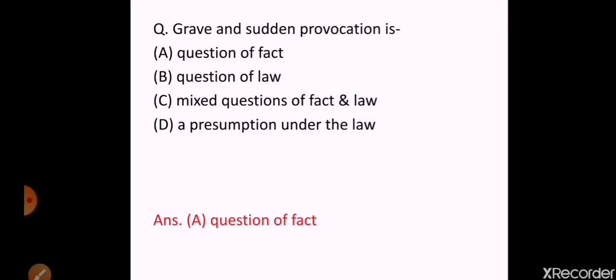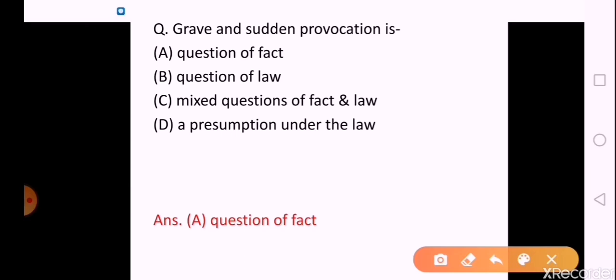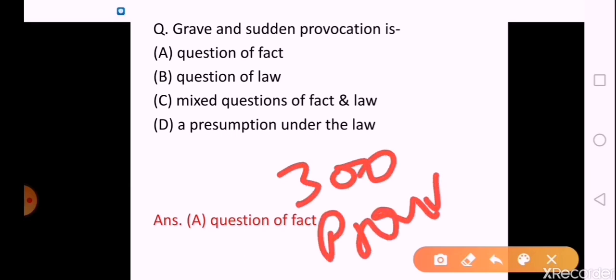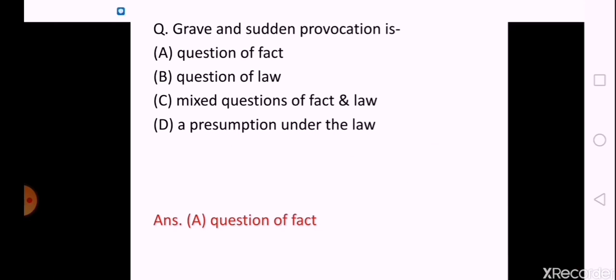So this, it says that it is under the proviso of section 300 of IPC. So if I say it is under 300 proviso, you should keep this in mind. Proviso of section 300 says that whether the provocation was grave and sudden enough to prevent the offence from amounting to murder is a question of fact. So it comes from here.